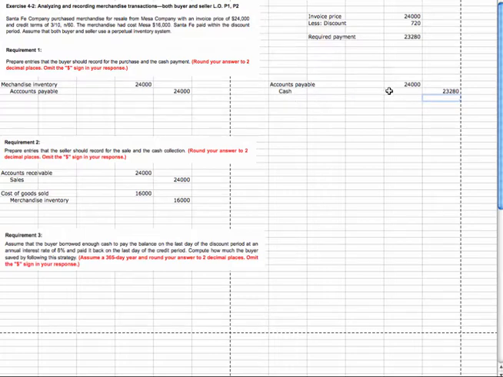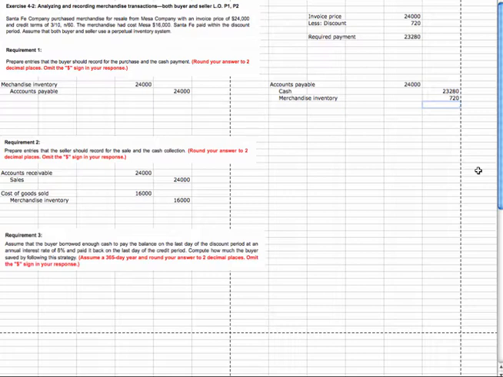Now, our journal entry is out of balance by the $720 discount that we took. So, what account should we be crediting? If we were going to use the periodic method, we would have an account called purchase discounts. But because we're using the perpetual inventory system, we want to recognize the change in the price that we paid for that inventory right away. So what we're going to do is reduce merchandise inventory by the $720.